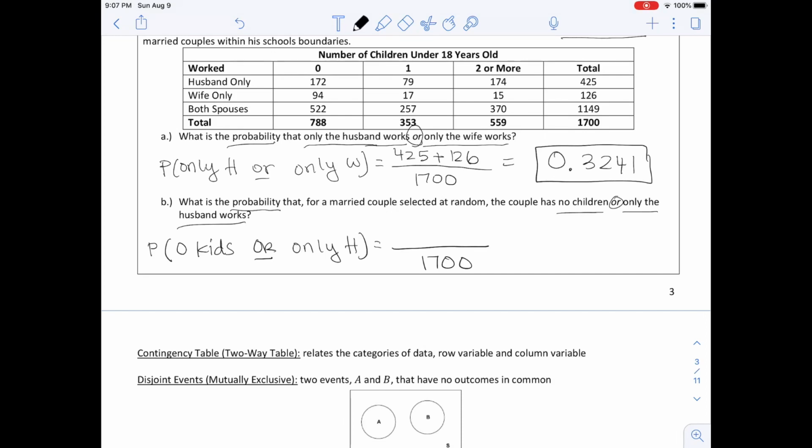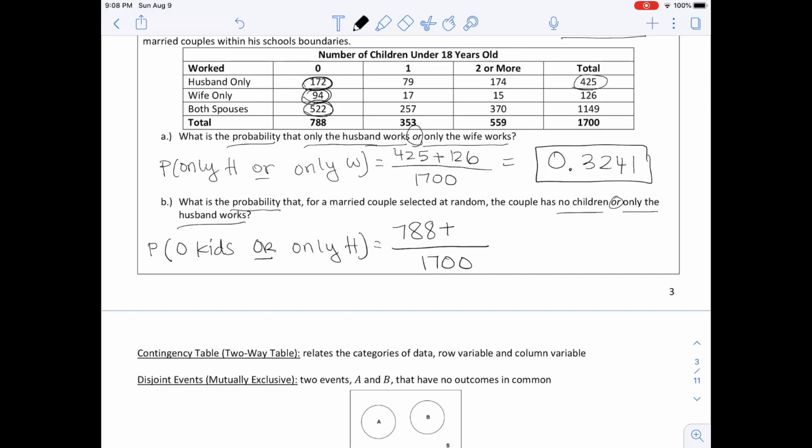And this time we have a lot of different ways to look at this. So I'm going to go ahead and just circle different things that we have. So only the husband works, we get by 425, or you can add up that whole row. Likewise, 0 kids, you get 788, or you can add up that whole column. So 0 kids, we got 788 by adding up 172, 94, and 522. And that gave us a total of 788.